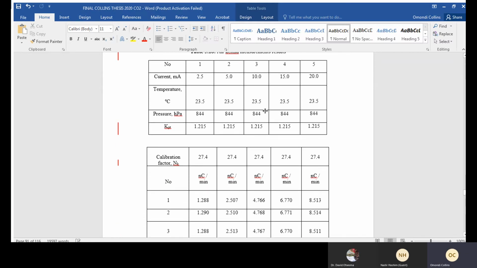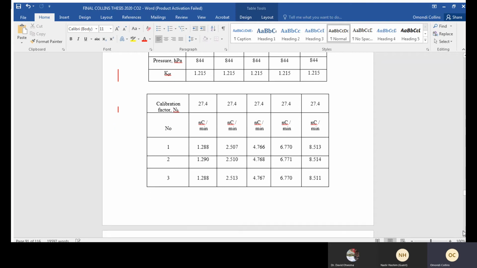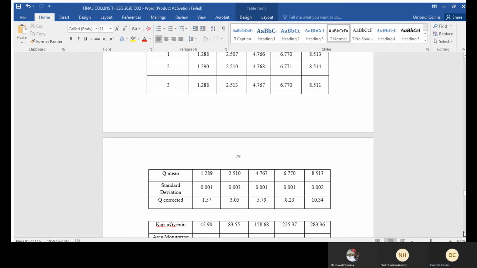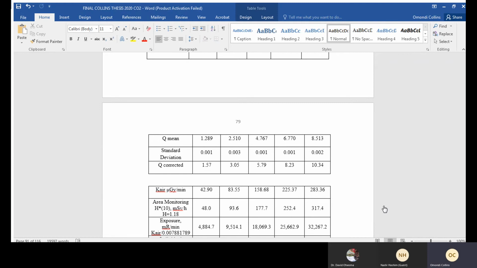So what I did: current, temperature, then the correction, then these were the readings, 1.28 nanocoulomb per minute of charge, then corrected, then this was the final value of Ka in microgray per minute.